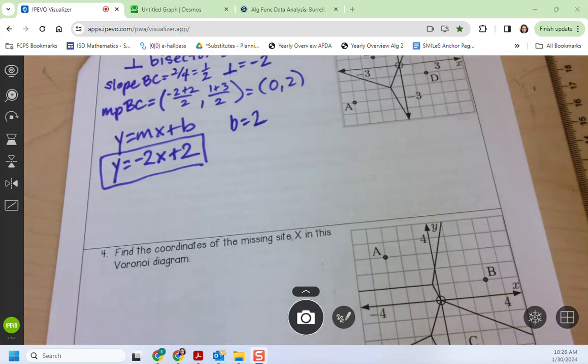All right, did anybody work ahead on 4 yet? Nice, Kaden. This is your unit. Don't say that, there's no jinxing.